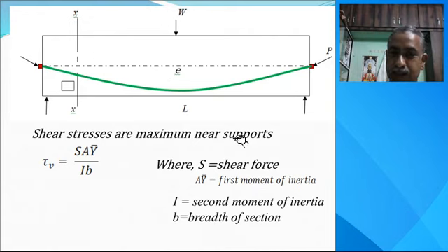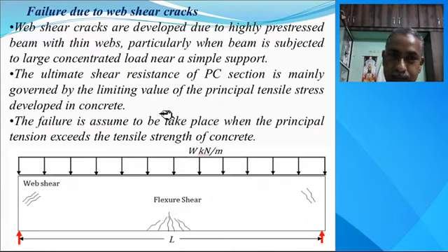Shear stresses are maximum at the support, definitely, and tau v is equal to, as we have already discussed in strength of materials, V A y bar divided by I b. What is this? V is the maximum shear force. A y bar is the first moment of area, A into y bar, and I is the moment of inertia, that is called the second moment of inertia, and b is the breadth, or we can say the width of the section. This is the shear strength, tau v, the nominal shear stress.